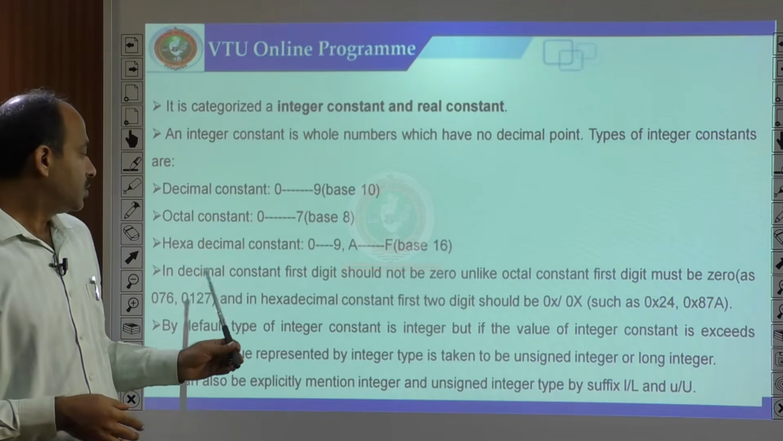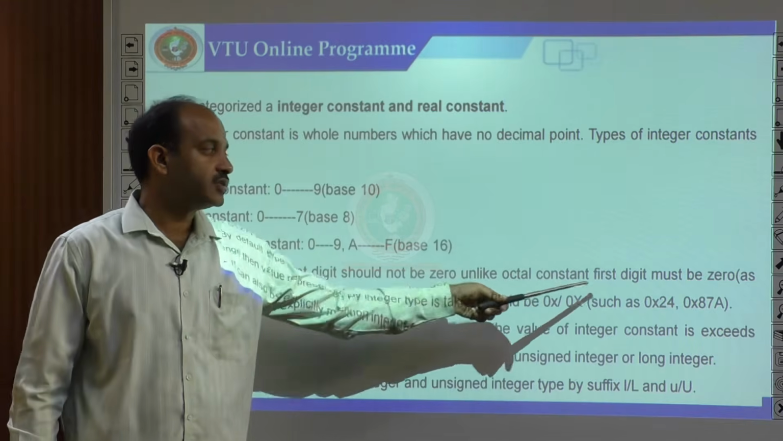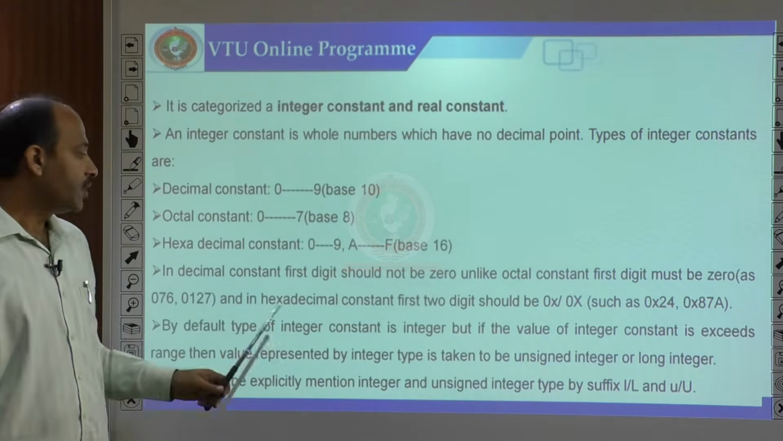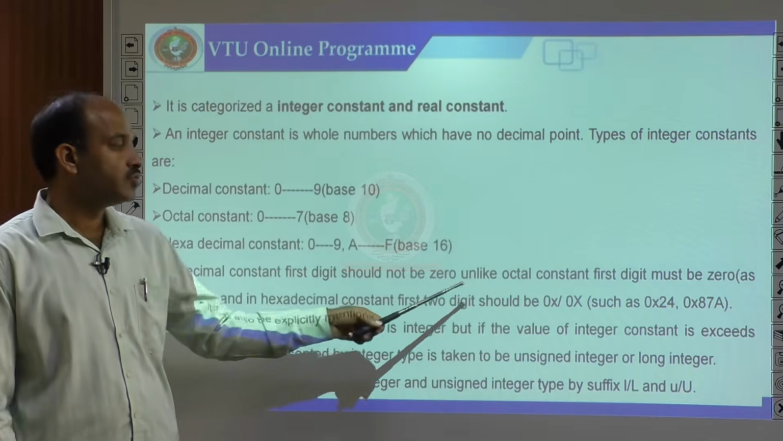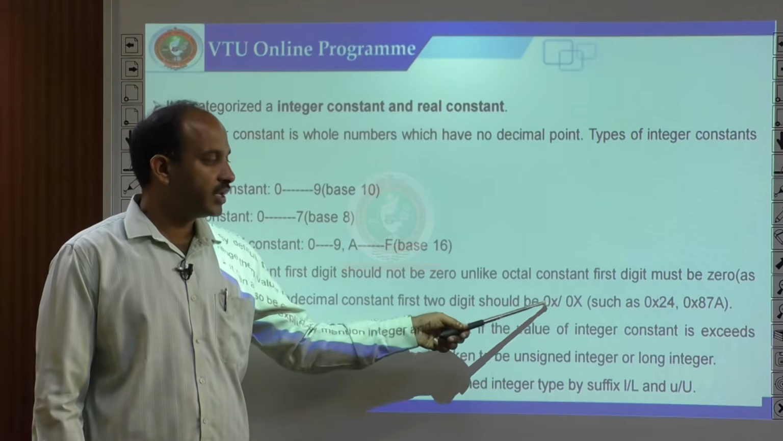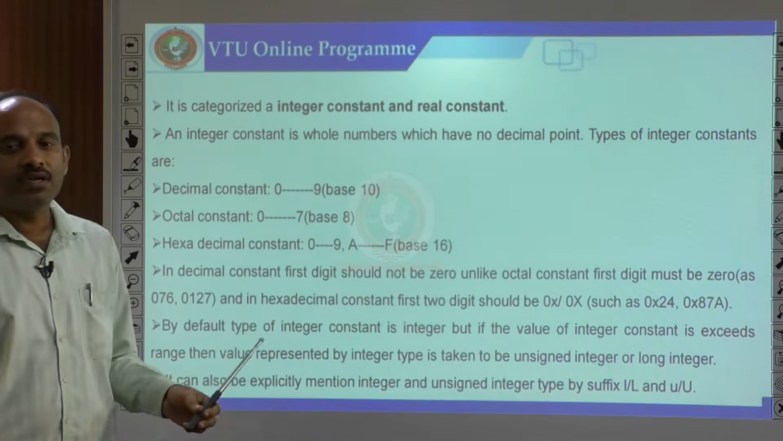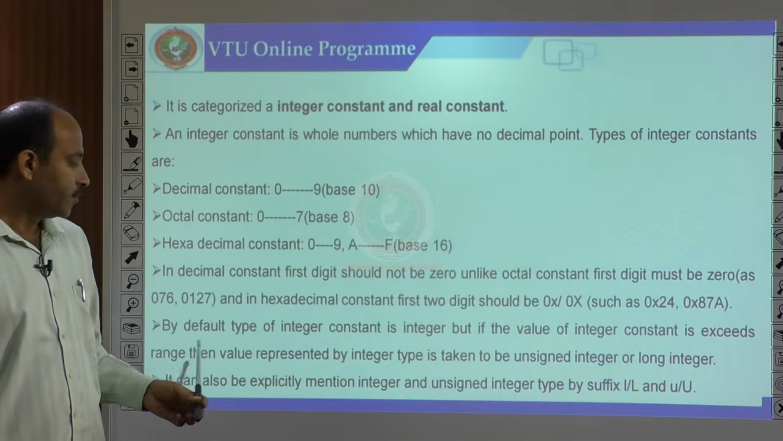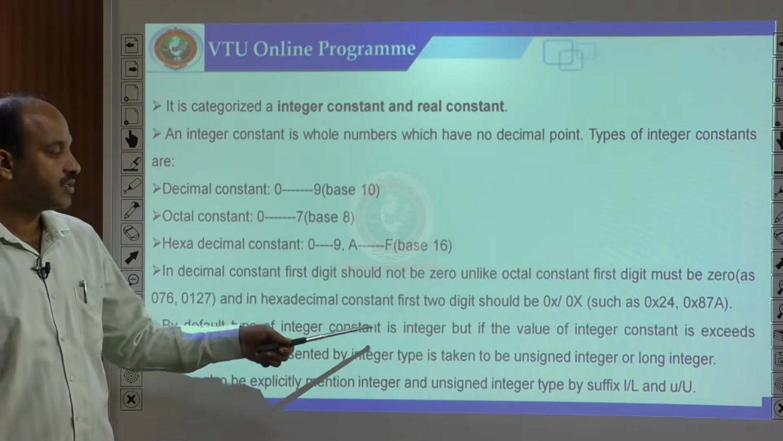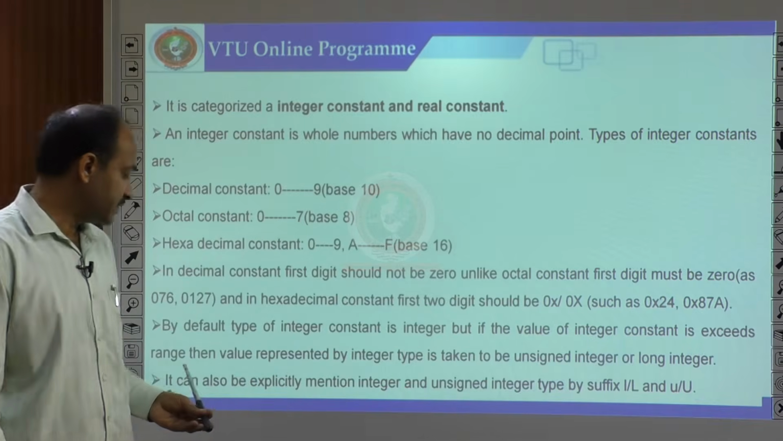So the decimal constant's first digit should not be 0, unlike the octal constant whose first digit must be 0, and in a hexadecimal constant the first characters should be 0x followed by any number, such as 0x24 or 0x187A. By default, the type of an integer constant is integer.